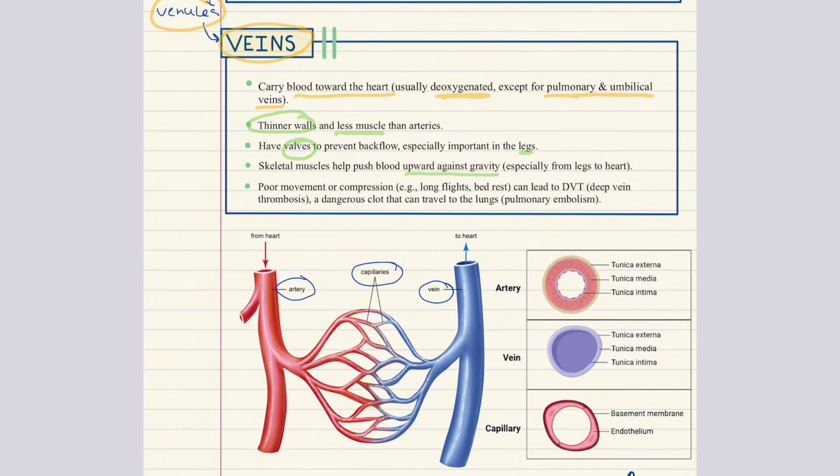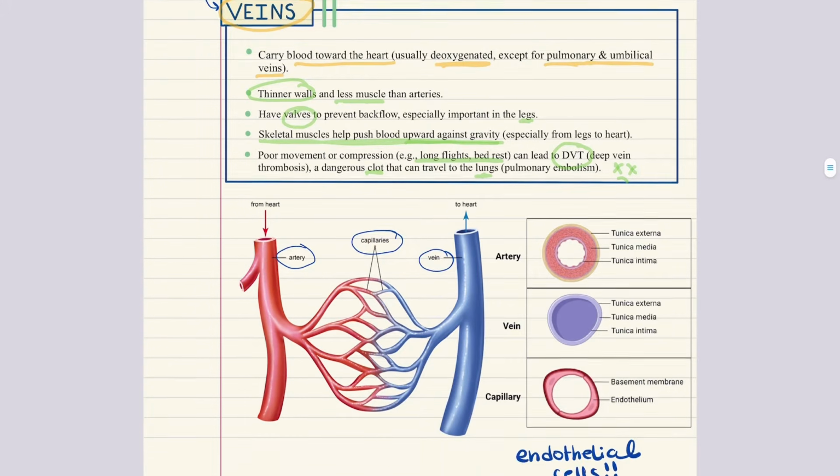In addition to valves, skeletal muscle contractions really help push blood through veins, particularly in the legs. This is why long periods of inactivity, like during a long flight or bed rest, can increase the risk of deep vein thrombosis or DVT. A clot can form, and if it travels to the lungs, that can cause a dangerous pulmonary embolism.